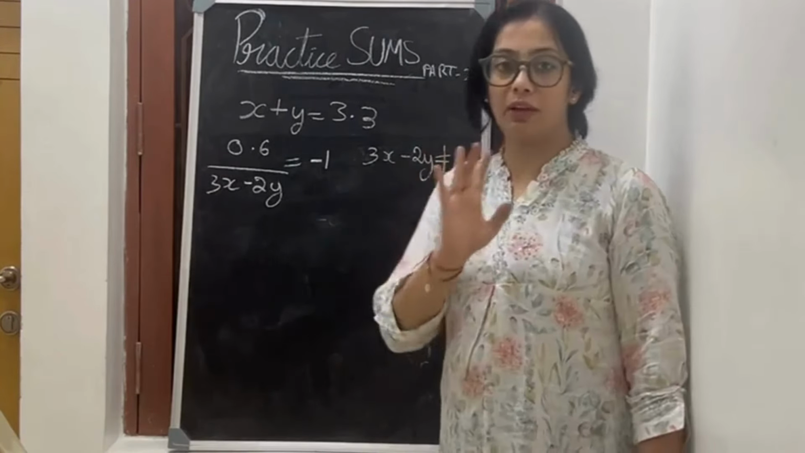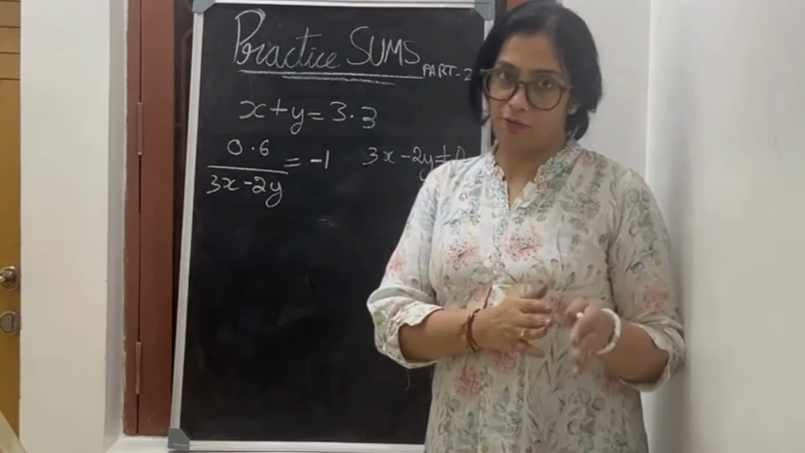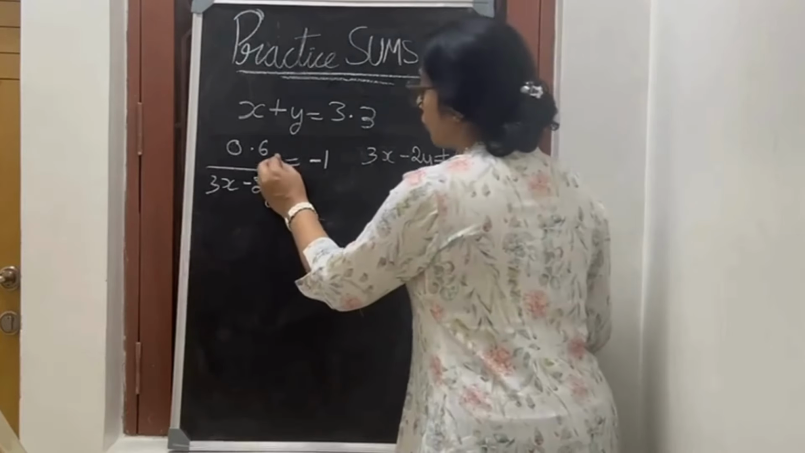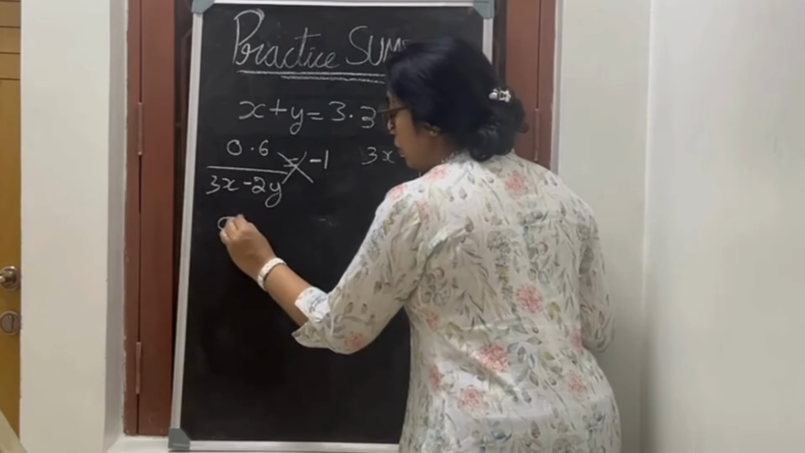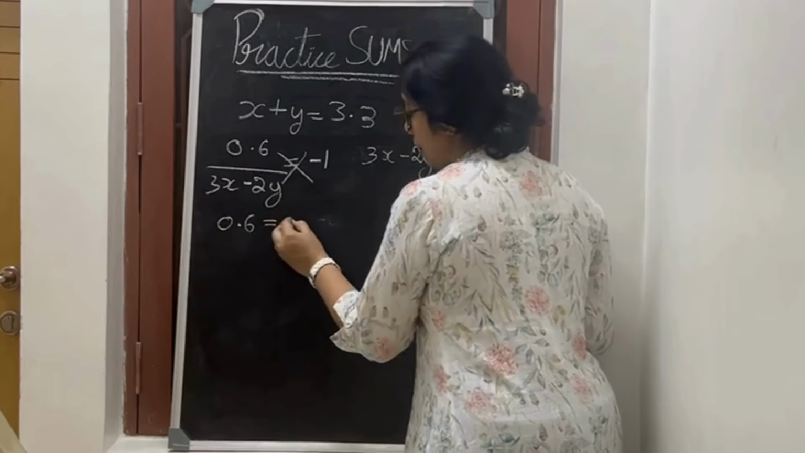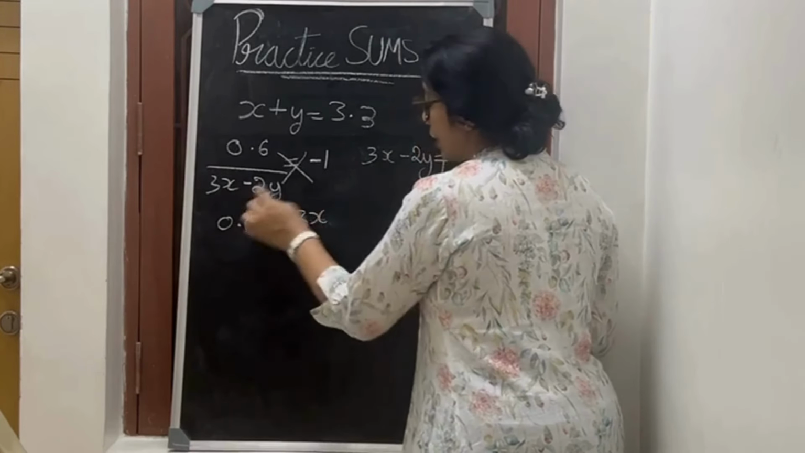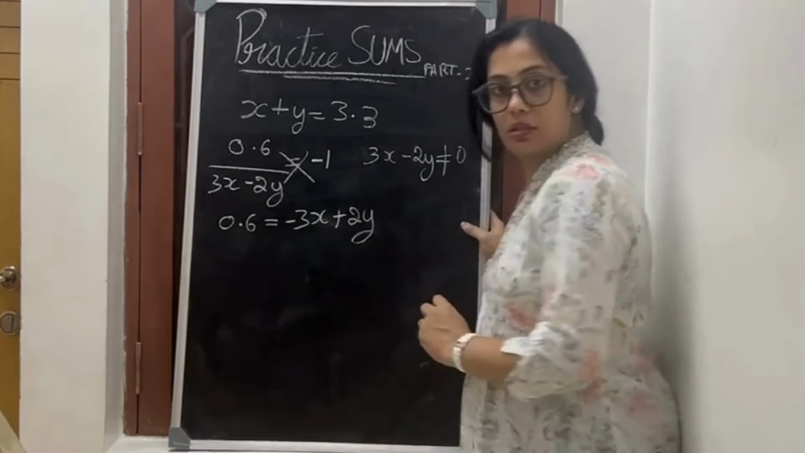What we have to do is solve the equation, that is, we have to find the values of x and y. Okay. So first I'll do cross multiplication here. So it will be 0.6 equals minus 1 into (3x minus 2y). Okay. This is the sum.